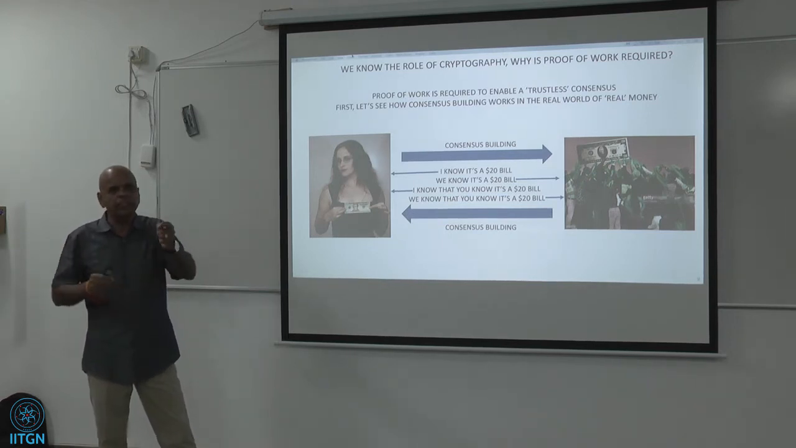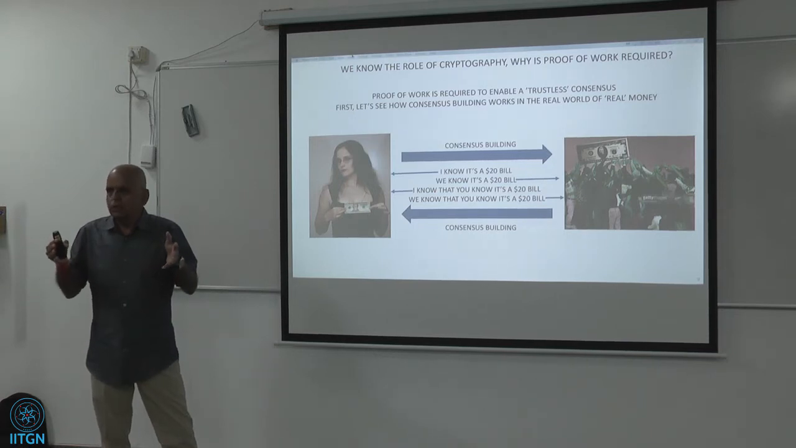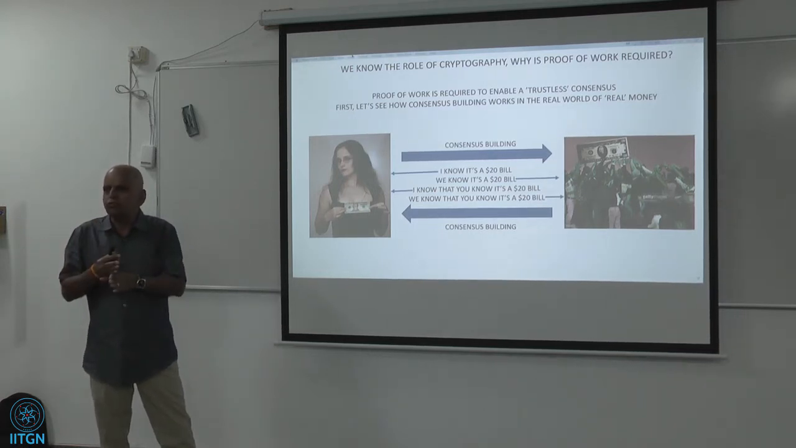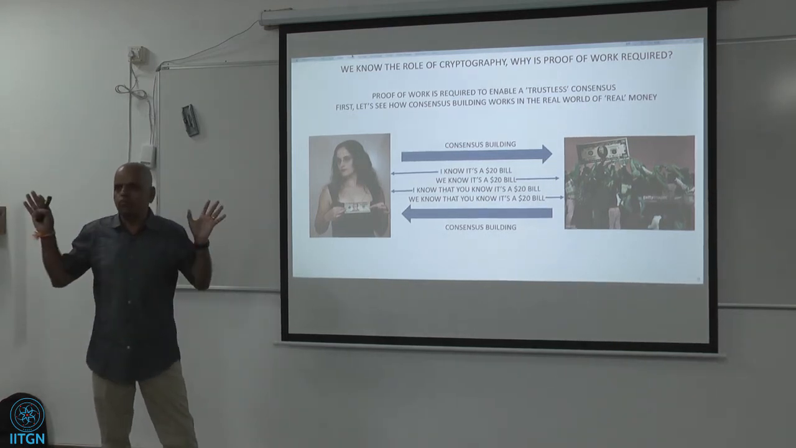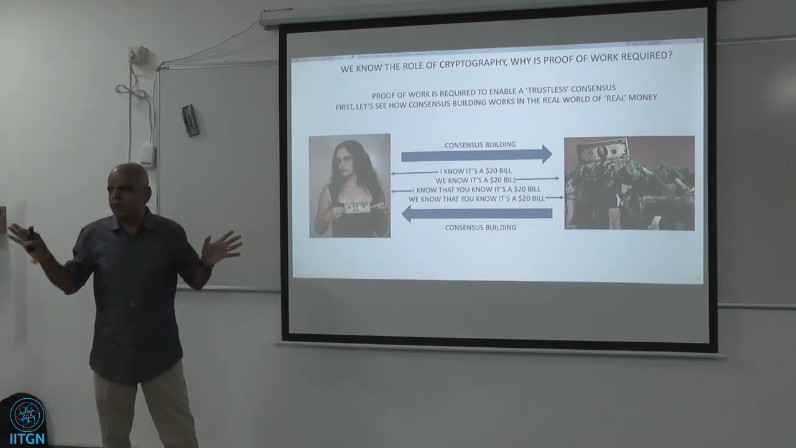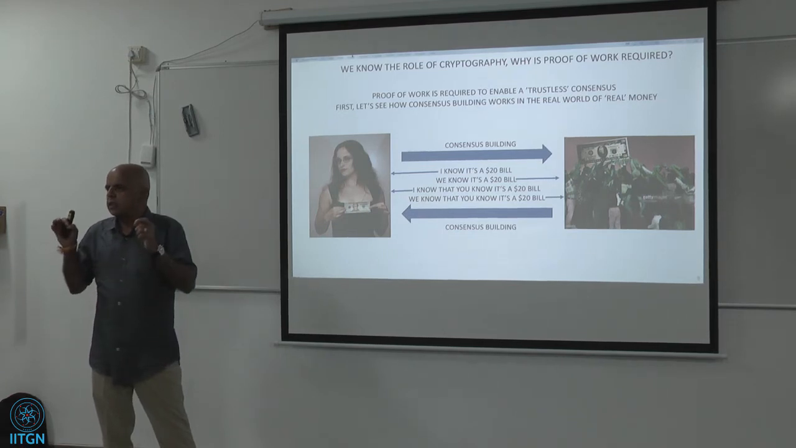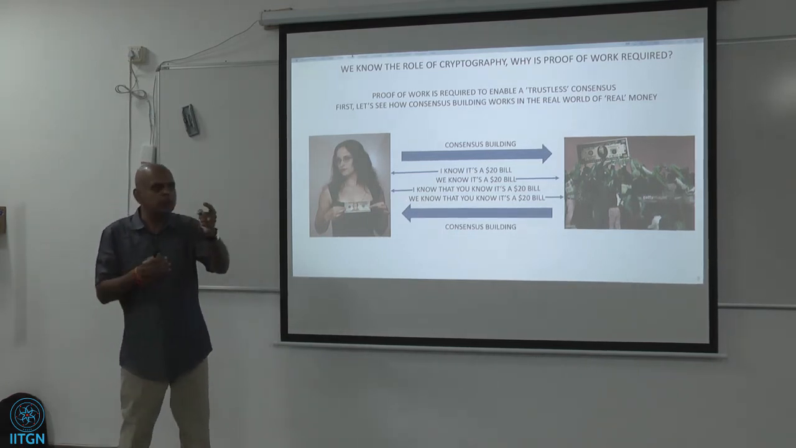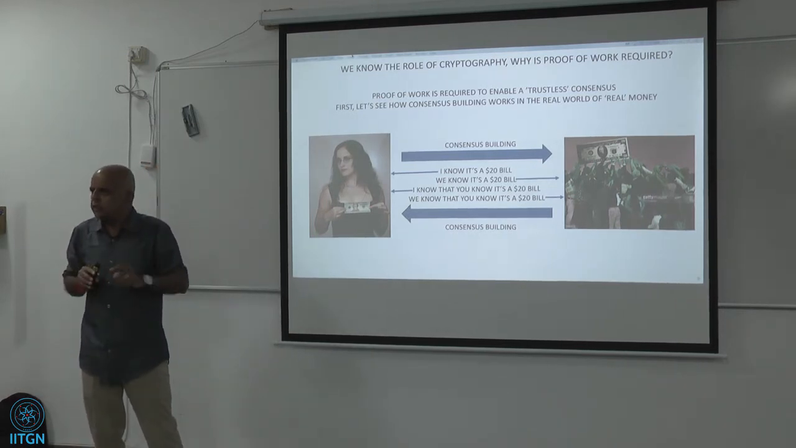In a decentralized network, a global network where no one is controlling anything, you need some automated algorithm, a method to establish the trust. Who did what on the network? Because there's no master, no malik, no controller, nothing at all. So proof of work is required to enable a trustless consensus. In reverse, if you don't need a trustless consensus, then you don't need POW.